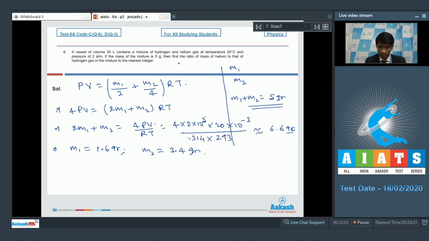So we need to find the ratio of mass of helium to that of hydrogen gas. So the ratio would be m2 divided by m1. It is 3.4 divided by 1.6. That will be getting this value to be close to how much? 2. So for question number 6, 2 is the answer. Now let's proceed to question number 7.